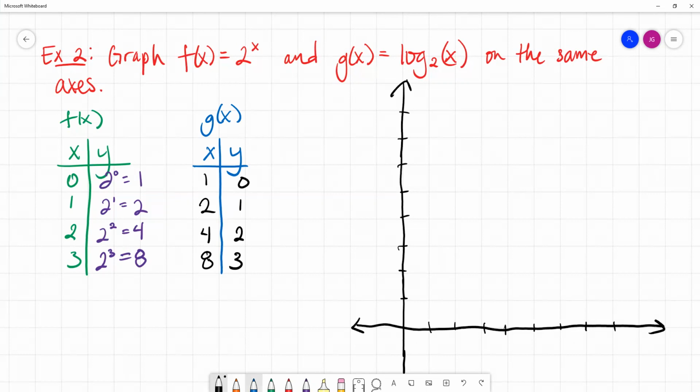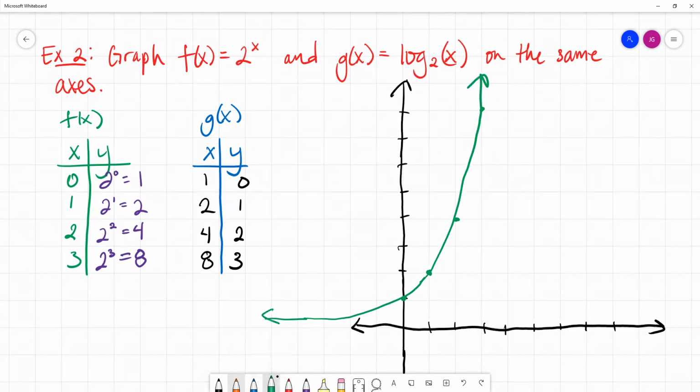Okay, so now let's graph these points. I'll do it in different colors to show you the distinction. So I'll do my exponential in green. I have (0, 1), (1, 2), (2, 4), and then (3, 8), all the way up here. Okay, and remember the exponential looks kind of something like this. Try not to butcher it too much. Something like that, right? There's our exponential function.